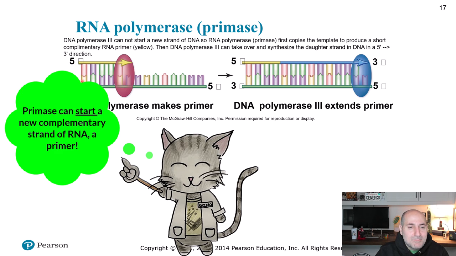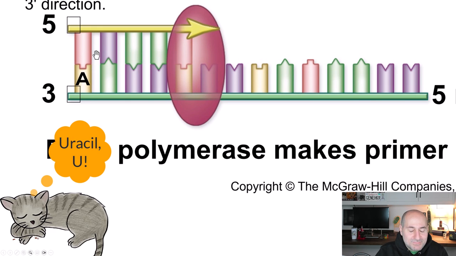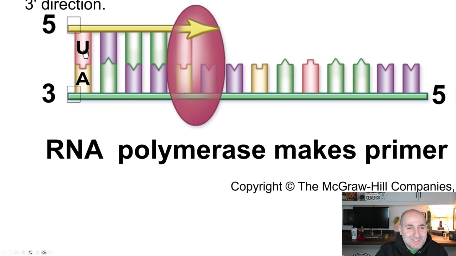So what does that mean? That means that if this nucleotide right here is an A, what would it put here as a complement for A, if it's building a strand of RNA? The yellow would be a strand of RNA. If this is A, this would be, that's right again, Wicket, always right, Wicket. That is a uracil. Does that make sense? So if this is a T on the DNA, that would be an A. If this is a G, that's a C. However, if this is an A, that's a U, right?